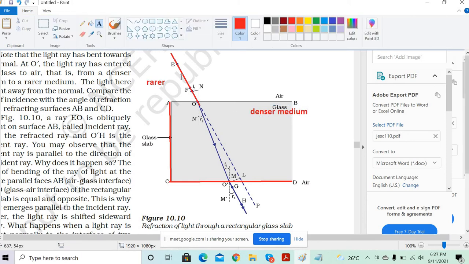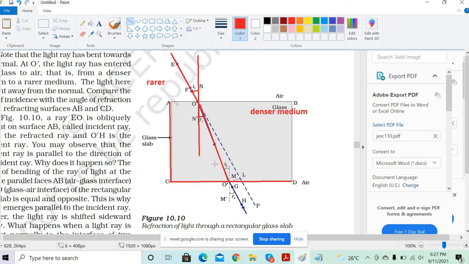Now when the ray of light moves from the rarer medium to the denser medium, it moves closer to the normal, right? This is the angle of incidence, let's say I1, and this becomes the angle of refraction, R1, and this is your refracted ray, which is very close to the normal. Normal is this line, correct? So this is the angle of incidence and this is the angle of refraction.